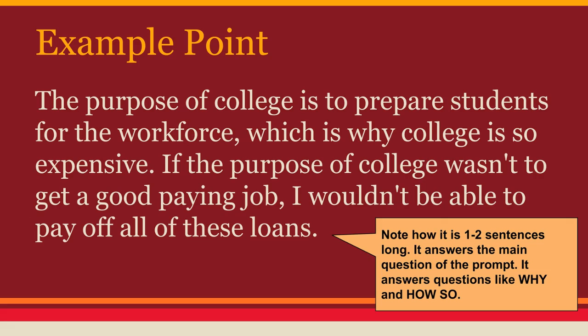So note how it is 1 to 2 sentences long. And this one is 2 sentences. It answers the main question on the prompt, which is, what is the purpose of college? Right? And then it goes on and it answers why or how so. Okay? Why is it expensive? Well, because you're going to get a good paying job as a result, right? How so? Well, how would I be able to pay all these loans if I didn't get a good job by the time I was done, right?